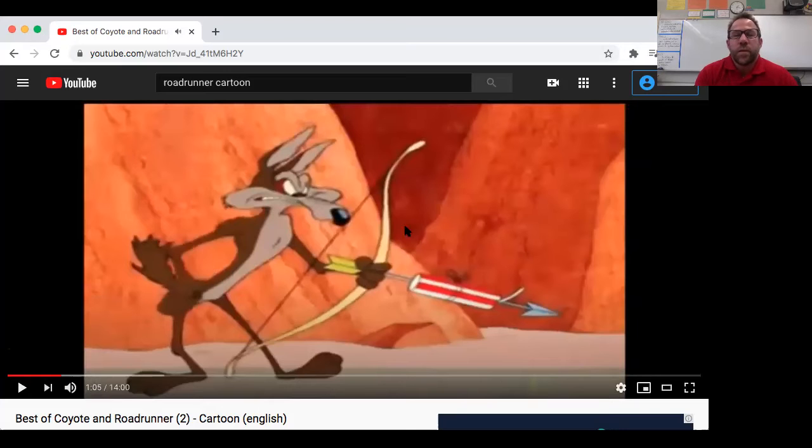Okay, so you've got the idea of that cartoon. Now, what does that have to do with what we're doing? Okay, well, just hang with me for a second here. In the cartoon, the Roadrunner is always outsmarting the Coyote. The Coyote is really smart, but everything he tries backfires, a lot of it because the Roadrunner is just a little bit smarter. So now, what does this have to do with what we're talking about?